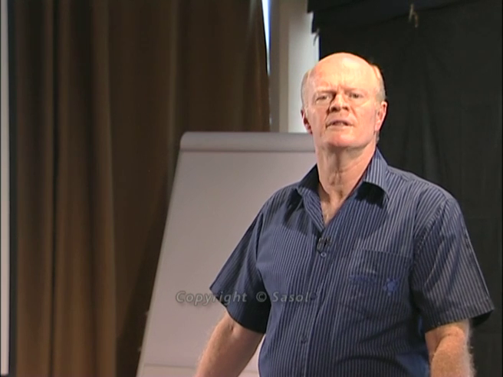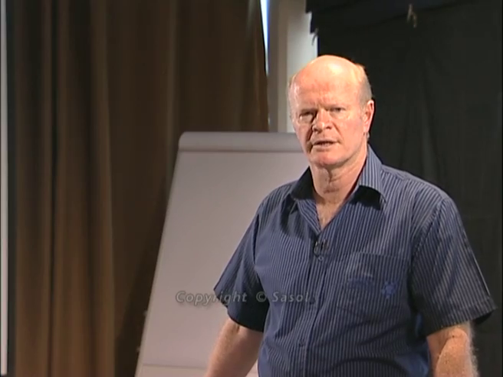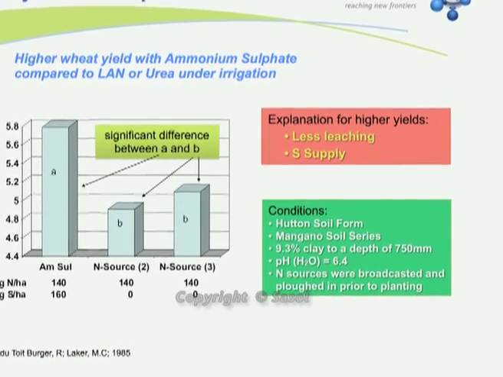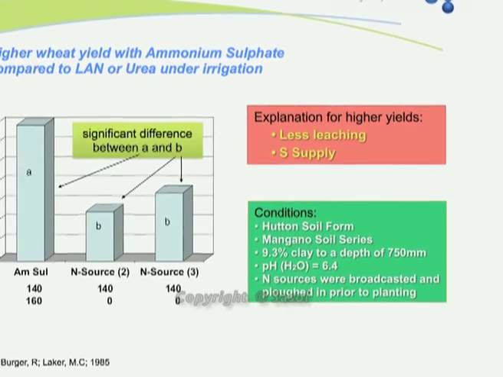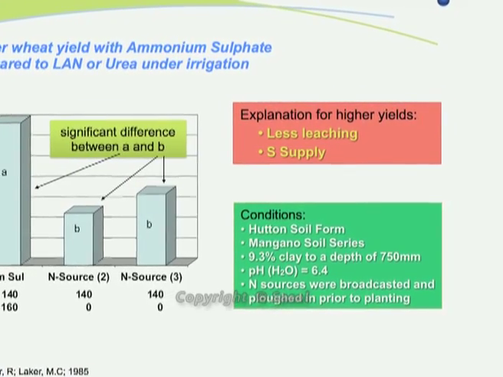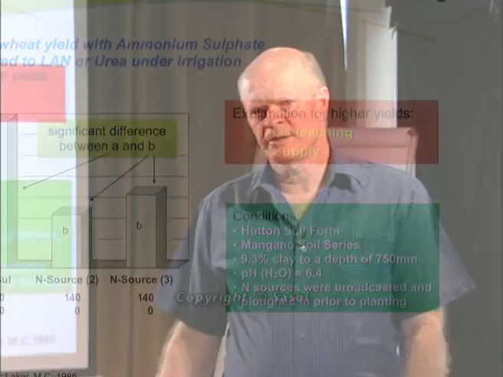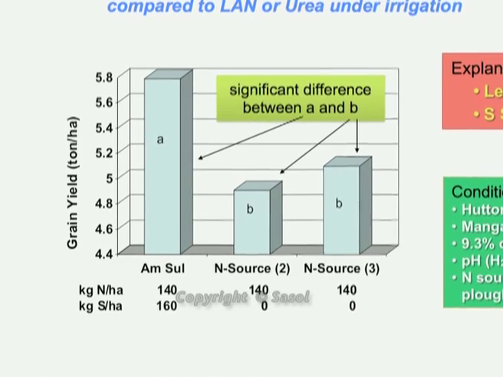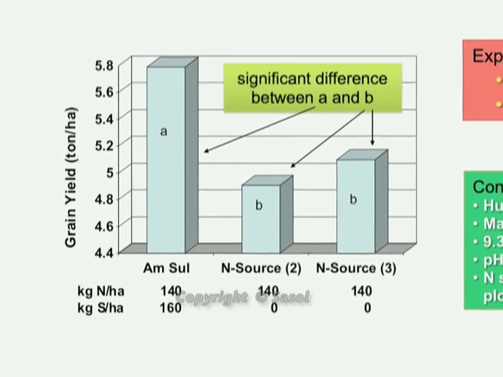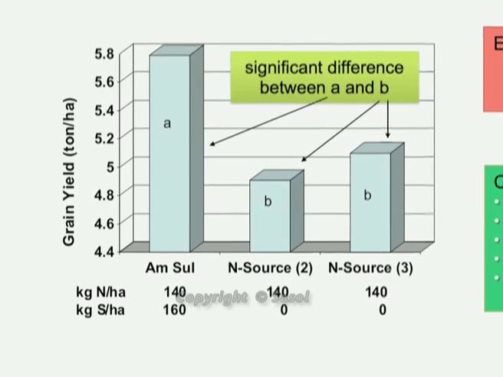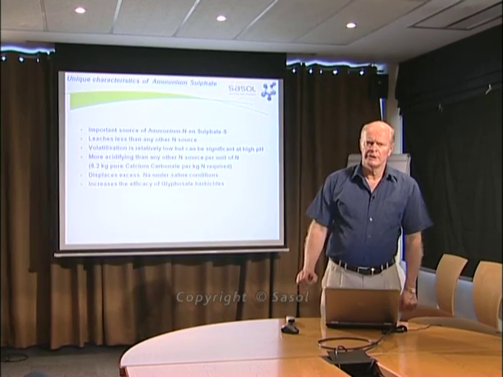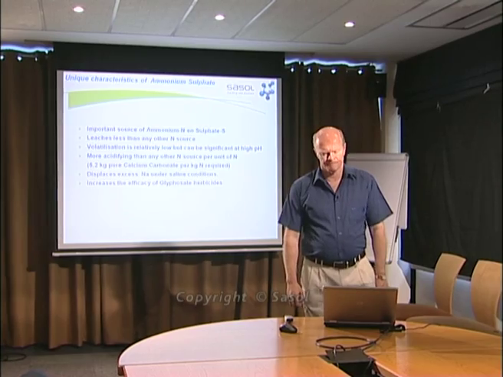And what could be the reasons for this effect? Firstly, we had less leaching with ammonium sulphate. Secondly, we also supply a lot of sulfur together with the nitrogen when we use ammonium sulphate. I've pointed this out on the slide. The N rate was 140 kgs of N per hectare, and in the case of ammonium sulphate, also 160 kgs of S per hectare. Now, what are the unique characteristics of ammonium sulphate?